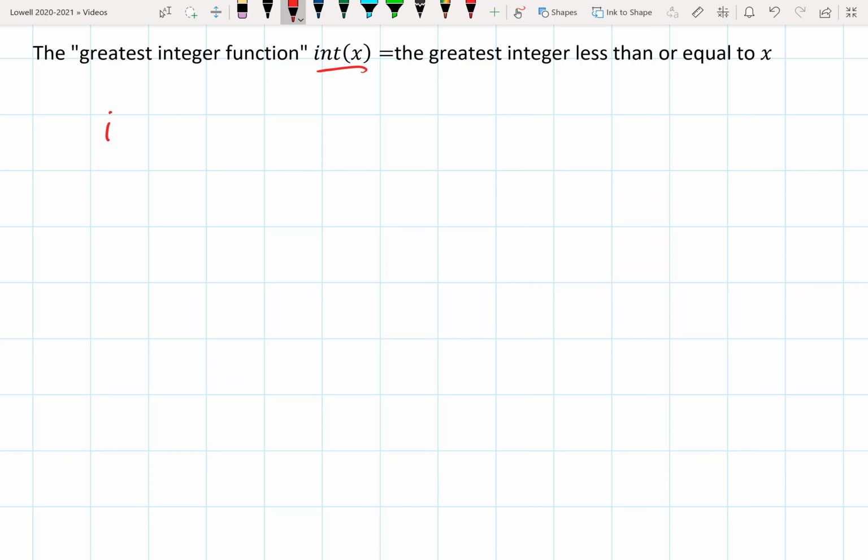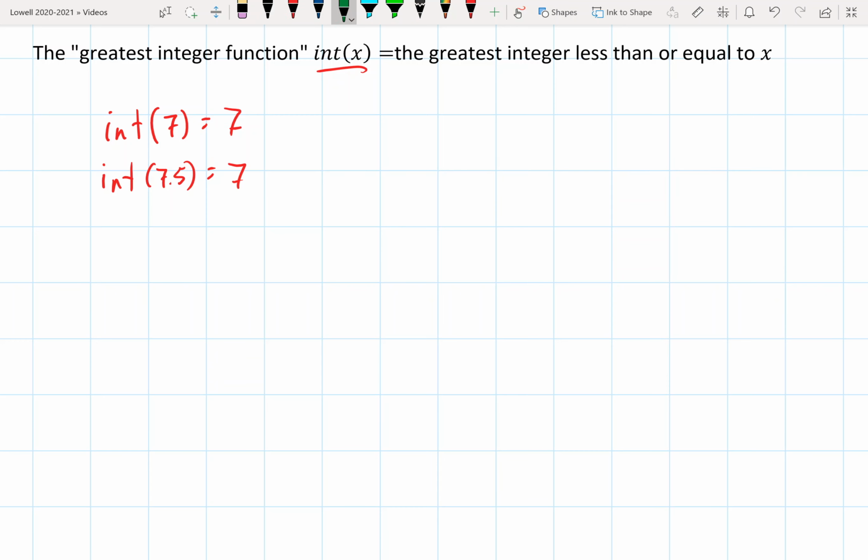So you can think of it as such. Let's say I have int of 7. Well, the biggest integer less than or equal to 7 would be 7. Not so impressive. If I put in, let's say, 7.5, that's going to give me 7 as well, because the biggest integer that is less than or equal to 7.5 would be 7.